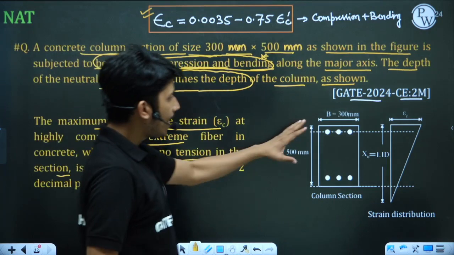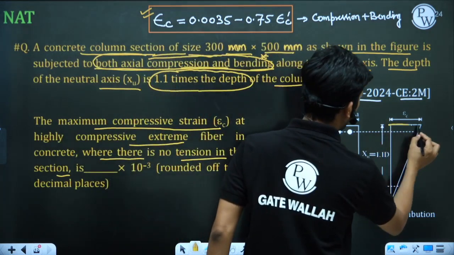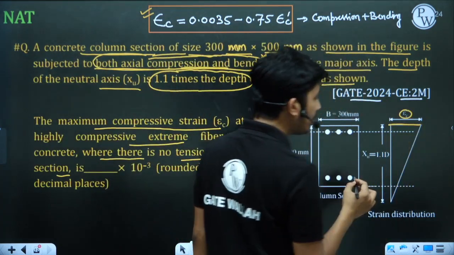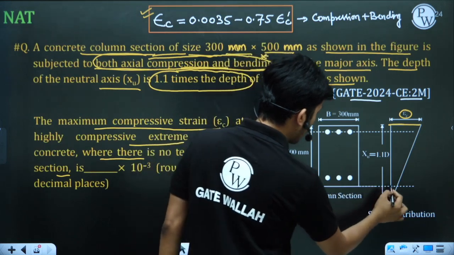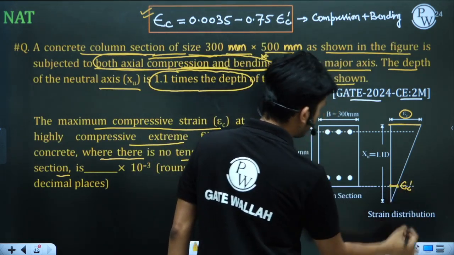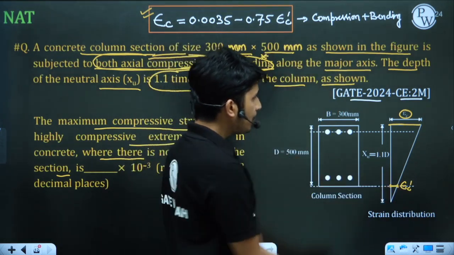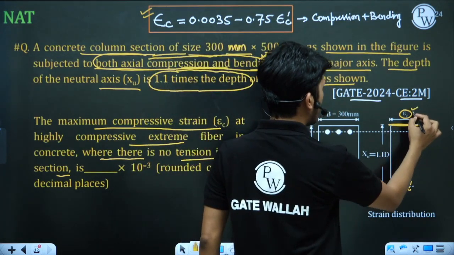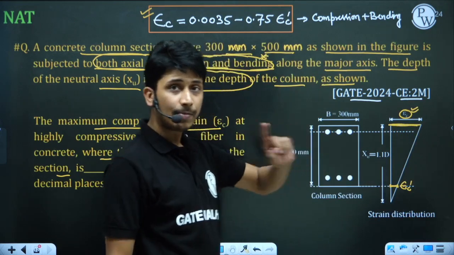So let's see the diagram. This is the maximum compressive strain. This is asked in the exam. What is the minimum compressive strain at this section? This value is the minimum compressive strain epsilon C dash. This is the minimum compressive strain. This is the maximum compressive strain. This value is asked in the exam. Minimum is not asked, maximum is asked.